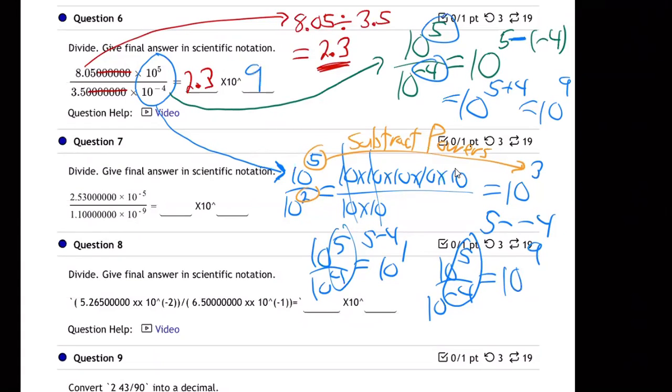So this is 10 to the 9th, and we're done with this problem. So what did we do? We divided the numbers in the front. We subtracted the powers. But be careful when you subtract a negative, that's actually adding. And so we got it right eventually.